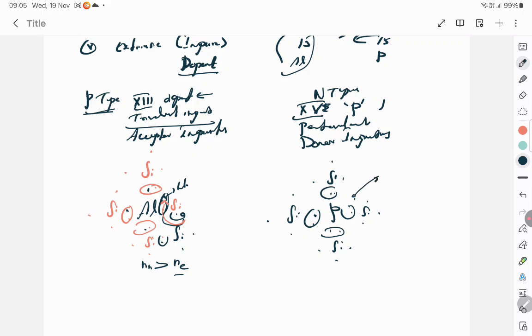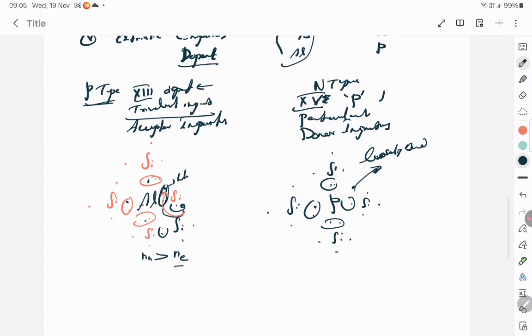Leaving one electron which is already loosely bound. You should write this word. It's a loosely bound electron which is not even a part of any other covalent bond. So with very small excitation itself, the electron is able to conduct. So in this, there are already pre-existing electrons. So generally the number of electrons is much greater than the number of holes in this.